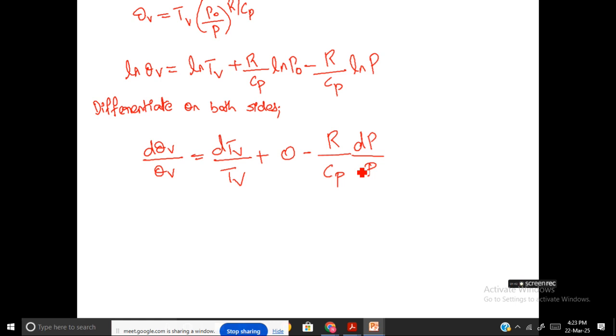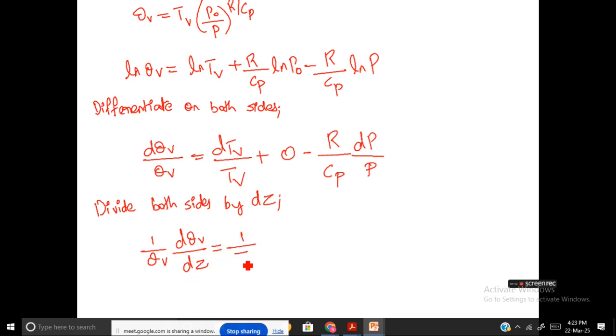Now we divide both sides by dz. If we divide both sides by dz, it will become 1 by theta V into d theta V by dz is equal to 1 by Tv into dTv by dz minus R by (P Cp) into dP by dz. So we divided both sides by dz.